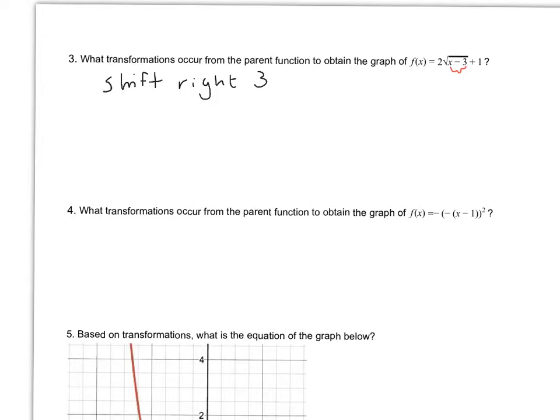The next one I would do, by our PEMDAS, you do the parentheses, then I would do exponents, which there are none. Then I would do the multiplication, which is this 2. So a 2 multiplied to the front, that's a vertical dilation. It's a bigger number, so in this case that would be a vertical stretch. Remember, if that number was negative, it would also do a vertical reflection. In this case, it's not. And our last one is that plus 1 at the end, which is, of course, a shift up 1.